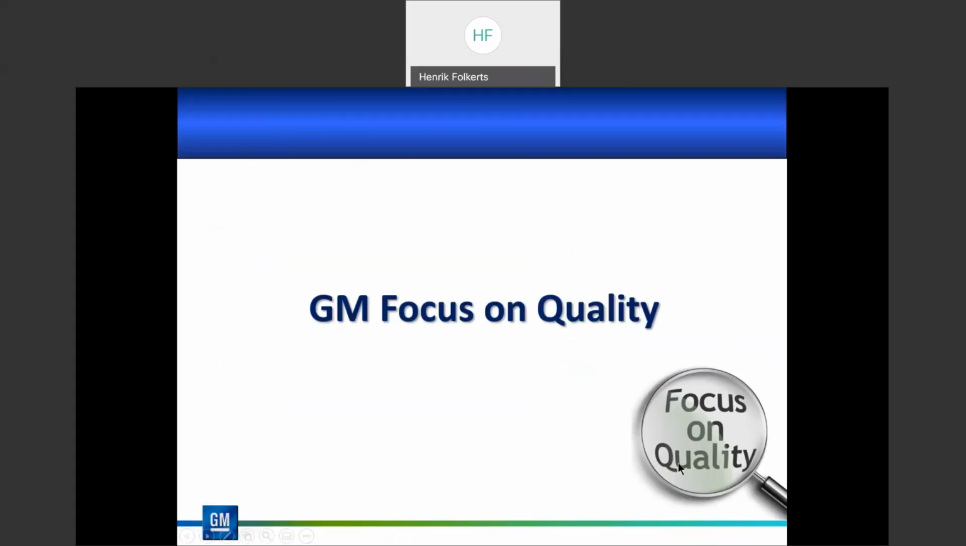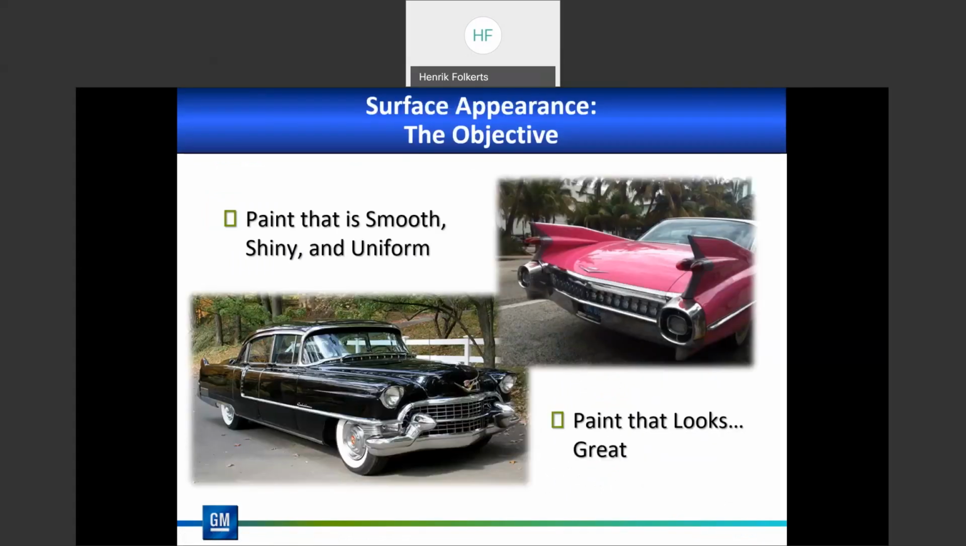So specifically for GM, we want to talk about that because that's what we're on the call for. So again, this is always the objective, right? We want paint that's smooth, shiny, uniform, and we want it to look really good on the vehicle because that makes customers come in and say, ooh, I want this GM vehicle because it looks great, right? And it has a high quality.